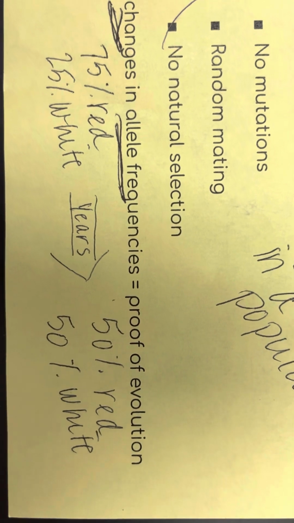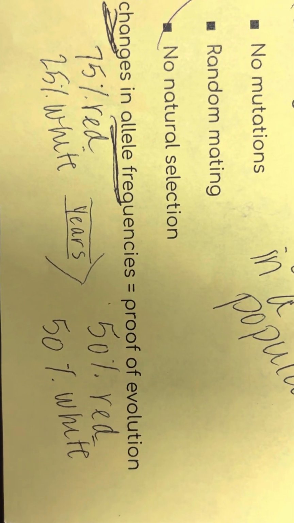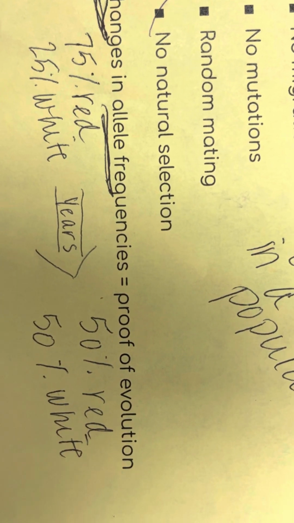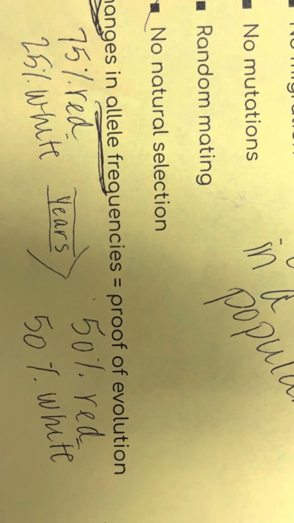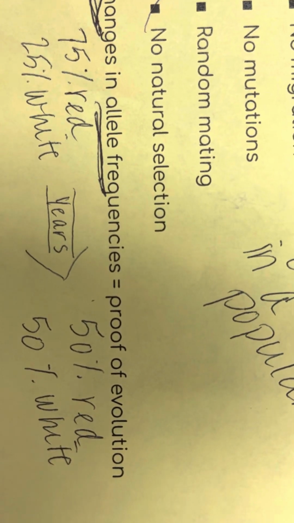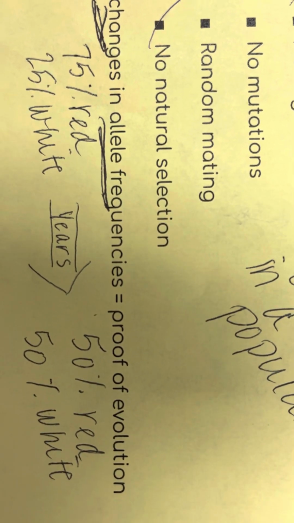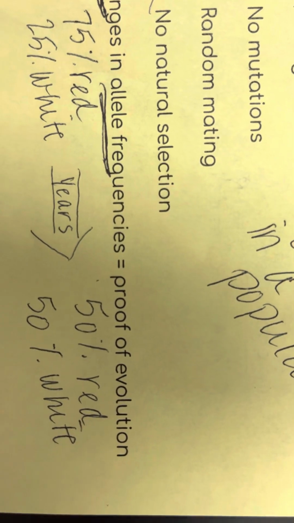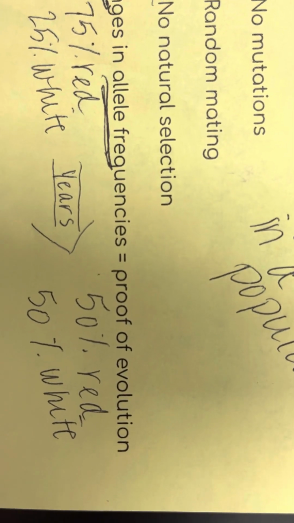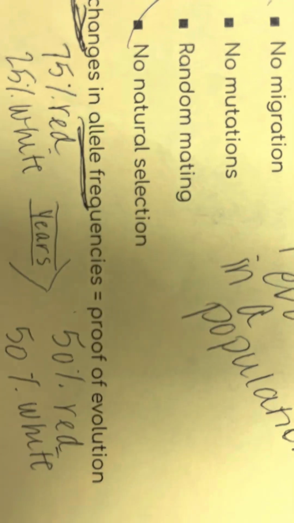So let's say you had an island that had 75 red snakes and 25 white ones, but they're all the same species. And after 20 years, you count them again, and now it's 50% red and 50% white, then that's proof of evolution.